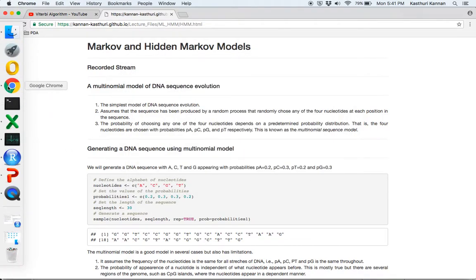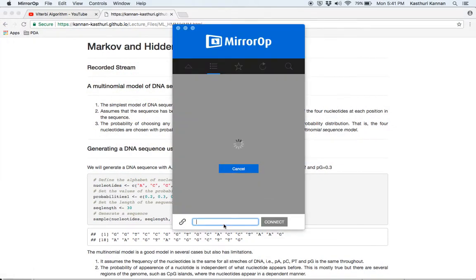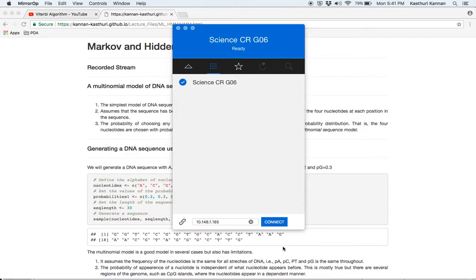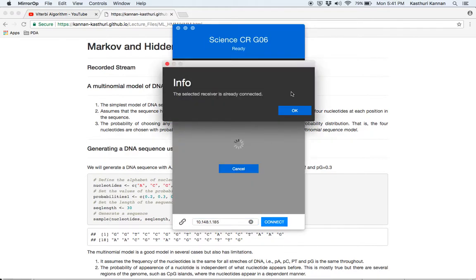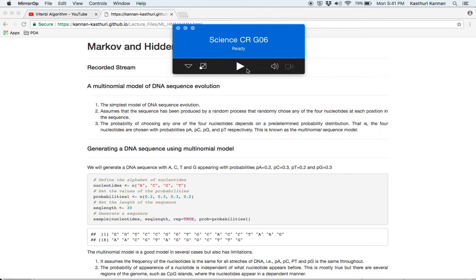Okay, I think it should work. Is it connected already? All right. I hope this will work. Let's see.